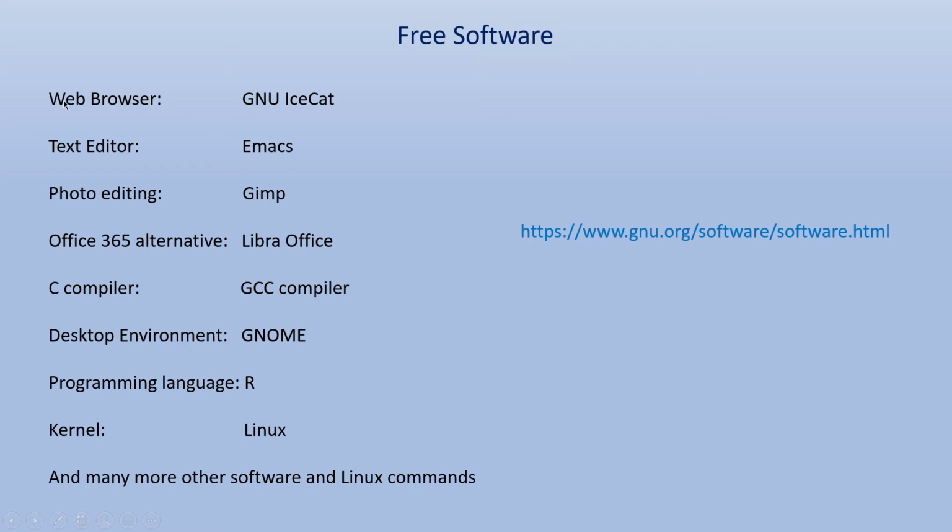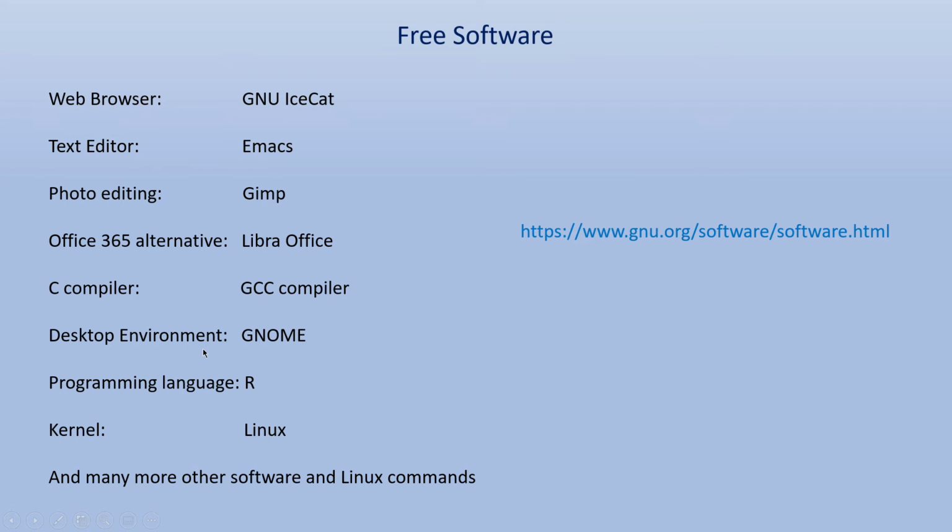For example, for web browsers, they have the GNU IceCat, which is not that popular, but the text editor Emacs is a very popular and powerful text editor along with Vi. It has a file manager in it and it can do all the stuff that you need. They have a Photoshop alternative also that is known as GIMP, and the alternative to Microsoft Office 365 is LibreOffice, and also the GCC, the most popular C compiler. The GCC compiler also comes under the GNU project.